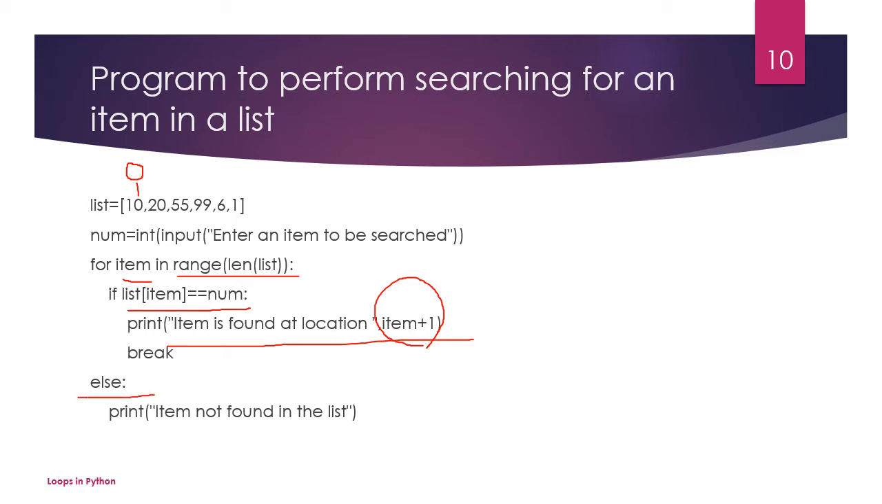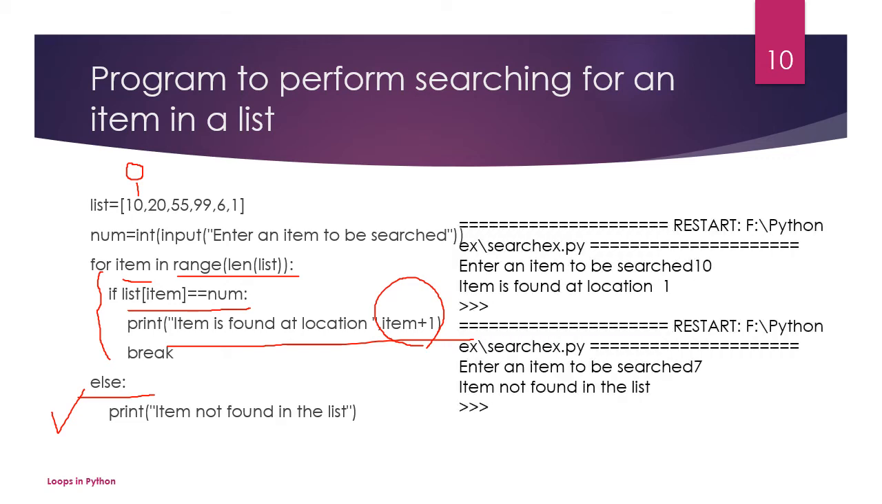So, if this loop has exhausted, or if every item in this list has been iterated and in no case does this condition turn true, which block is executed? The else part will be executed. That is, the message will be displayed: item not found in the list. This is how an else part can be attached to a for loop.